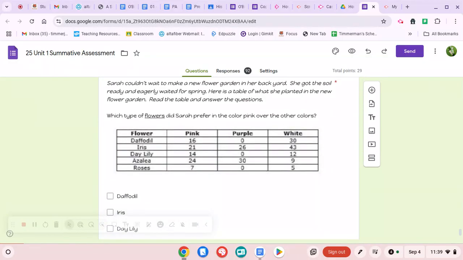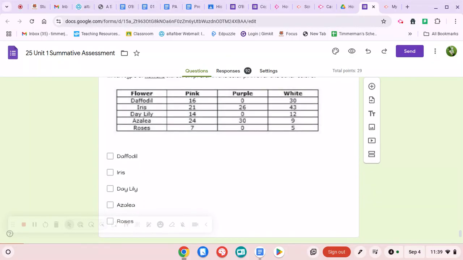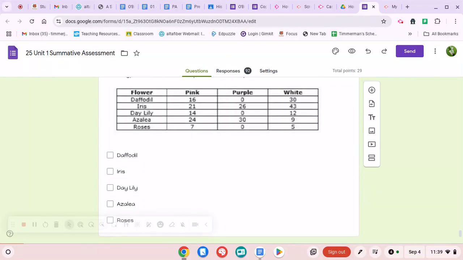Sarah couldn't wait to make a new flower garden in her backyard. She got the soil ready and eagerly waited for spring. Here is a table of what she planted in the new flower garden. Read the table and answer the questions. Which type of flowers did Sarah prefer in the color pink over the other colors? Daffodil, iris, daylily, azaleas, or roses?